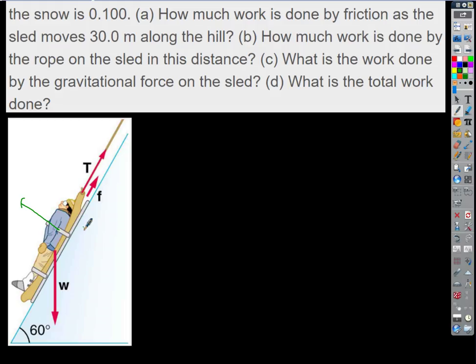Okay, so what they tell us here, we need a free body diagram. This is a good problem, I like this. There's 60, so that's 30 right there, right? So if we make a free body diagram then, we've got mg, right? We've got tension, we've got frictional force, and we've got normal force.